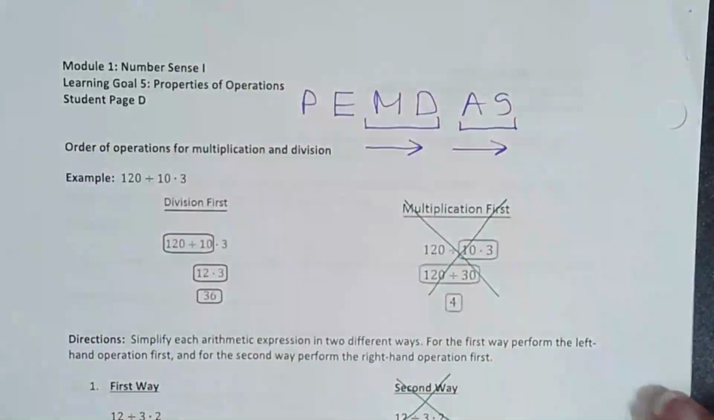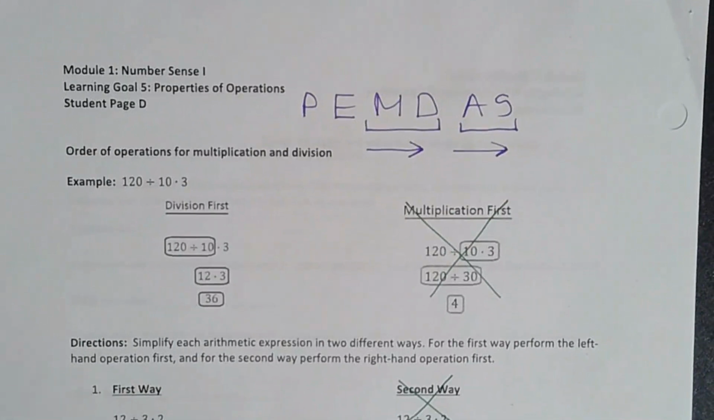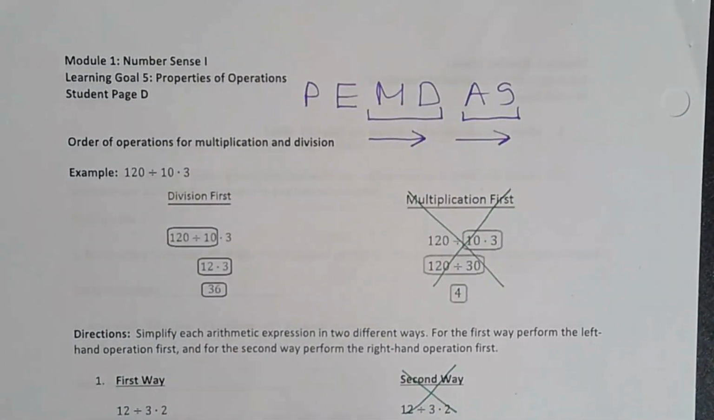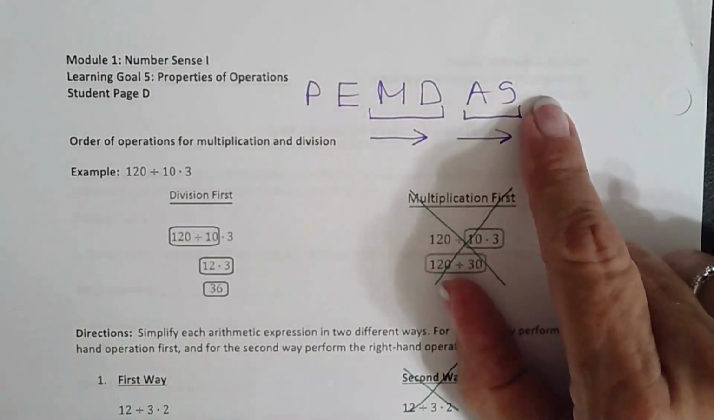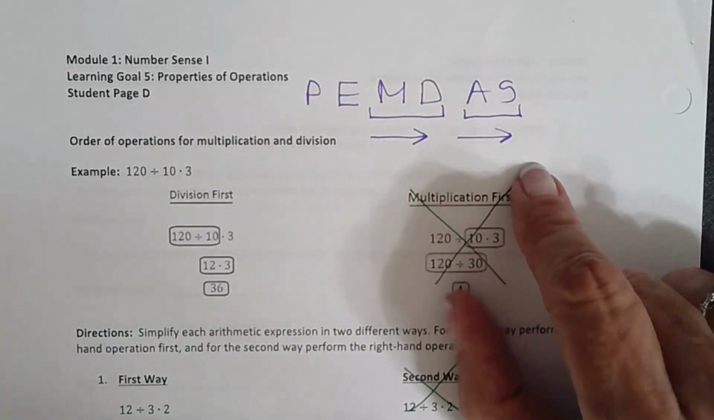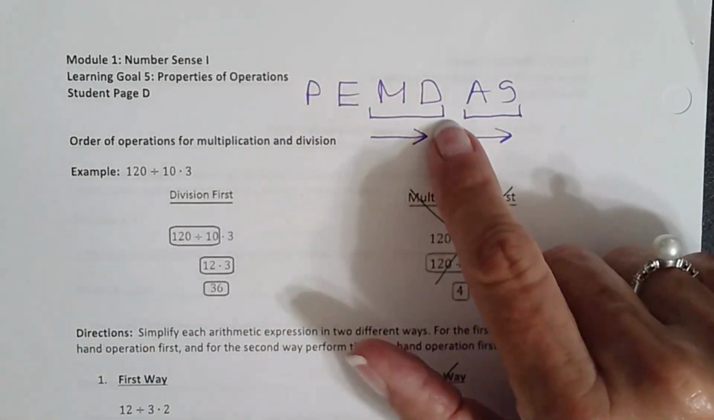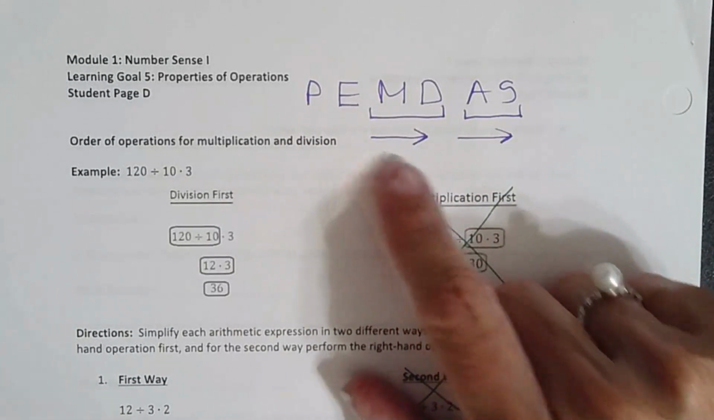And this is another misconception I notice students come into my classes with. They think you always do multiplication first. That is false. Just like addition doesn't come before subtraction, you go left to right. Multiplication doesn't come before division, you must go left to right.